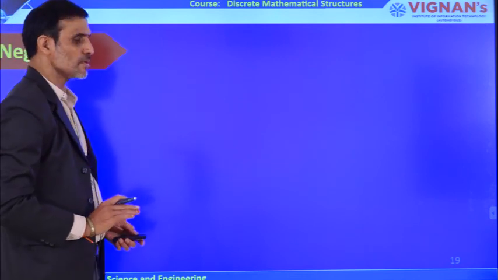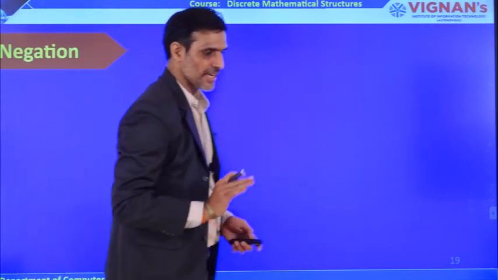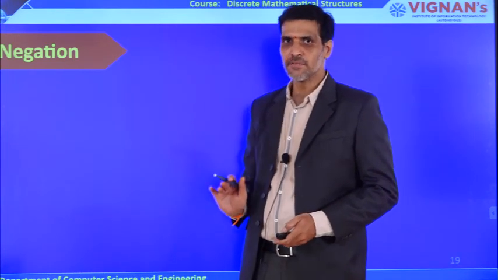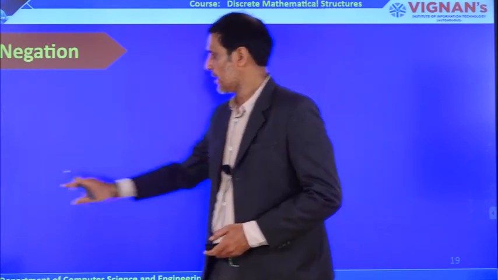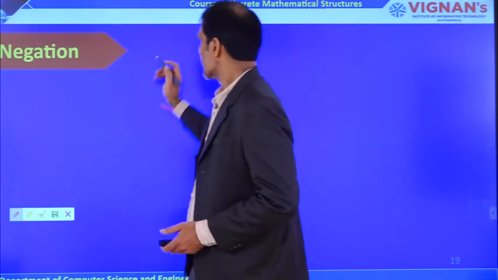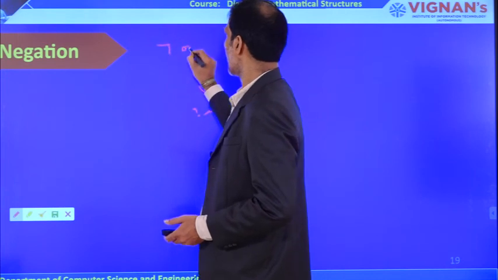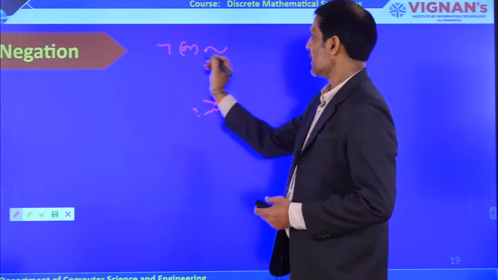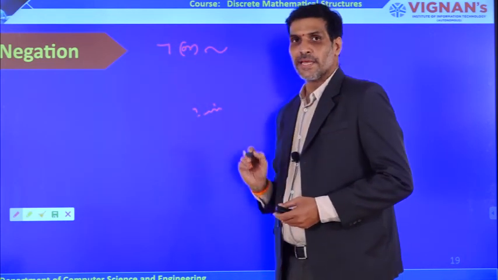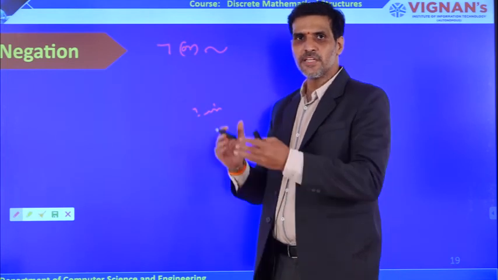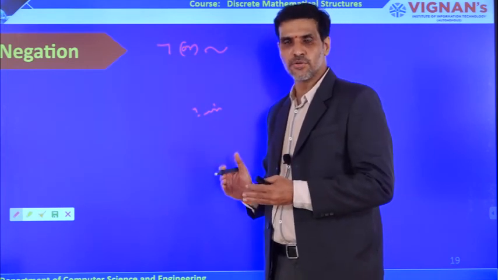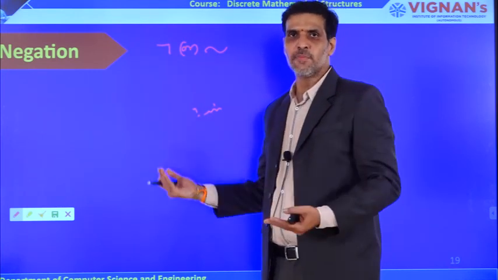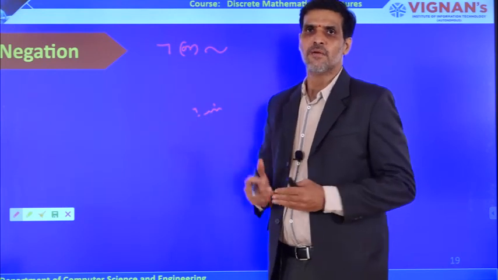So now let us come to discuss the truth table for each and every logical connectivity separately. Let us start with negation. Negation is denoted by this symbol, or in some textbooks it may be defined like this also. So negation tells us that if the given statement is true, then the negation of that statement will be false, which is the opposite of the previous one.